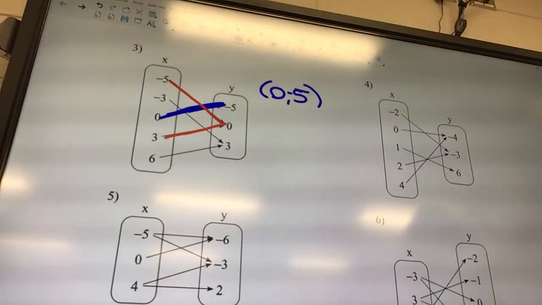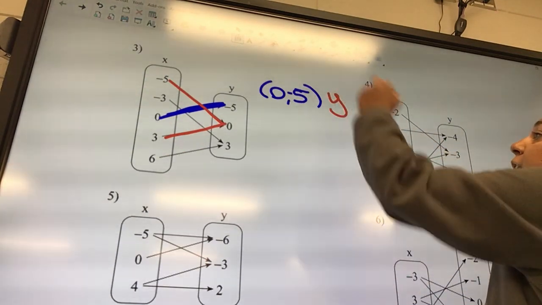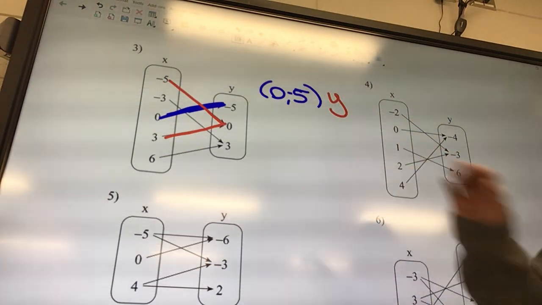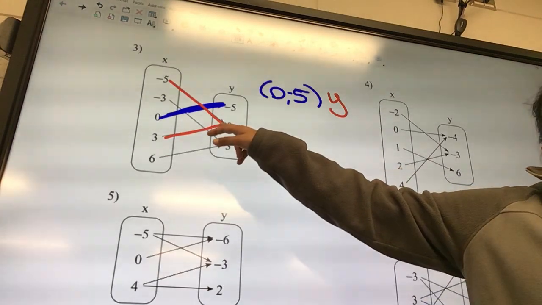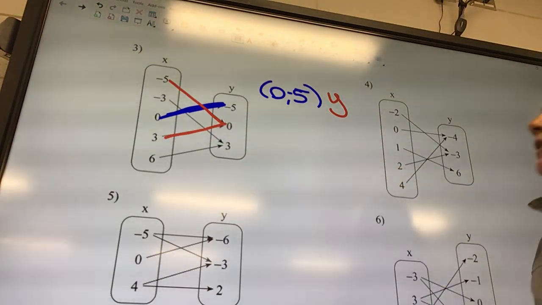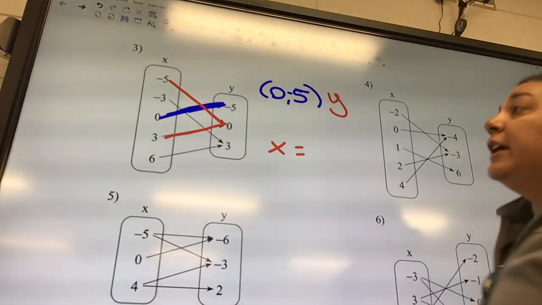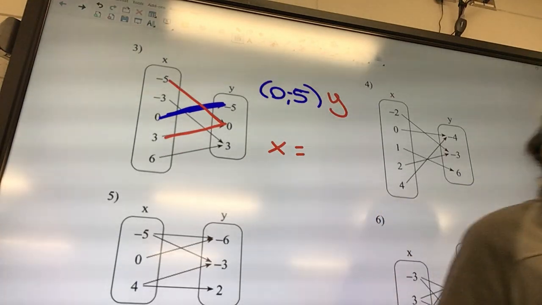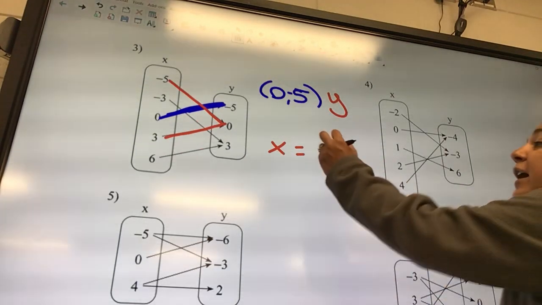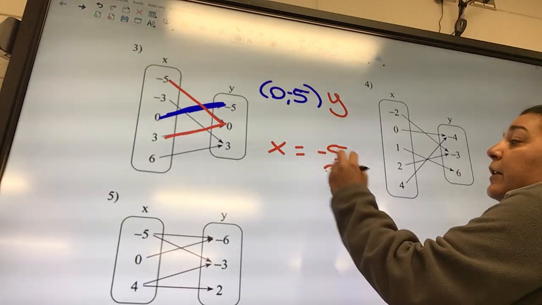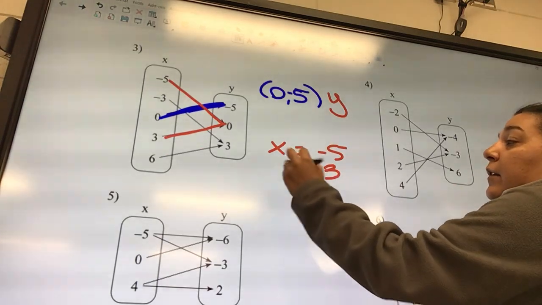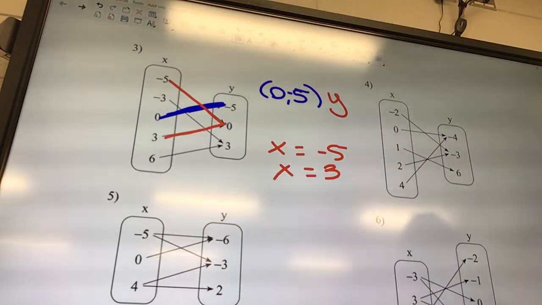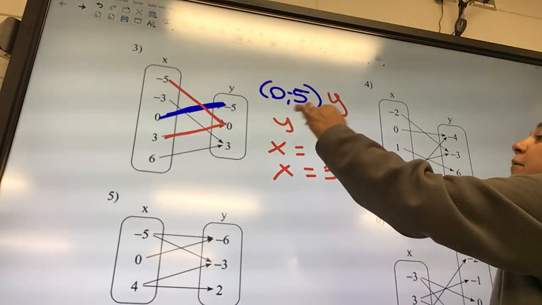Okay, and we've decided that this is a y-intercept, right? So is this going to be an x or a y? X. It's going to be an x-intercept. So you're going to say x equals, and there are 2 of them. What are they? -5 and 3. Okay, and your y is -5.